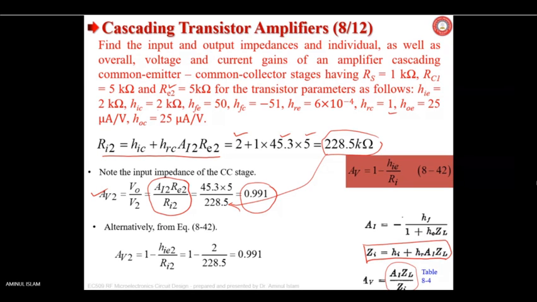The same thing can be calculated alternatively as given here: AV2 equals 1 minus HI2 by RI2, and for that you can use this highlighted equation here.